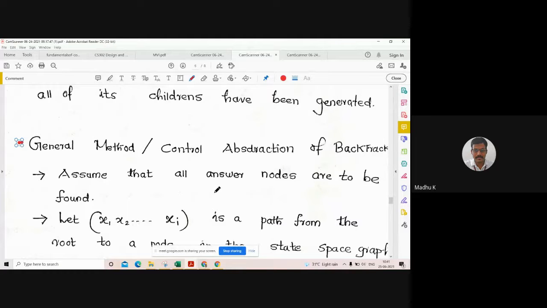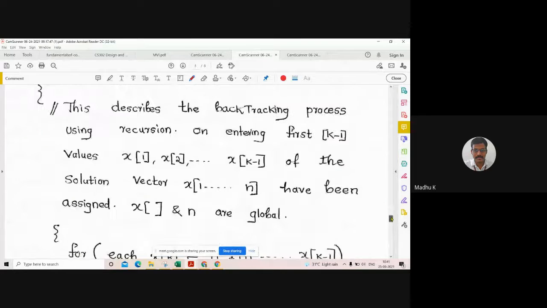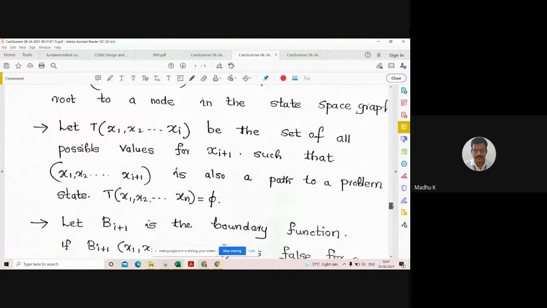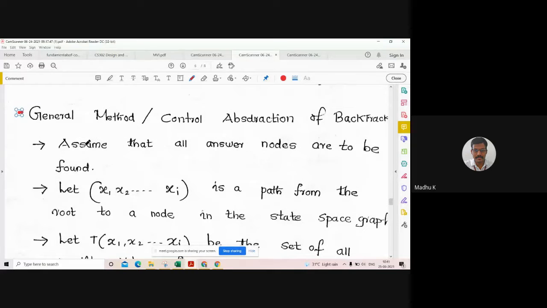First we will assume this is an algorithm that we want to discuss. This is the general algorithm for backtrack, and here first we assume that all answer nodes are to be found. We want to find all answer nodes.